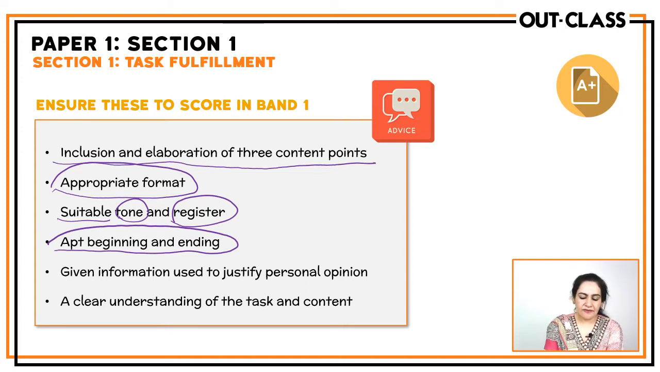Okay? Given information used to justify personal opinion. So whatever information you are presenting has to be justifying whatever opinion any person in the situation would have about it, right? So again, being realistic as a writer is very important.